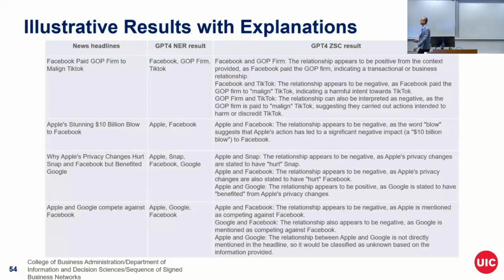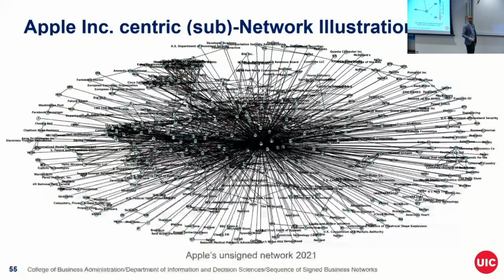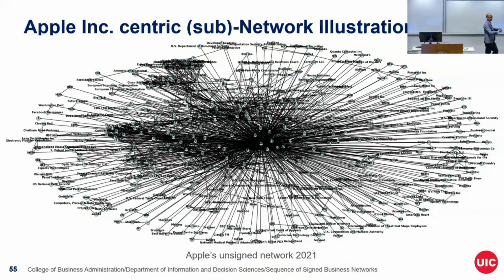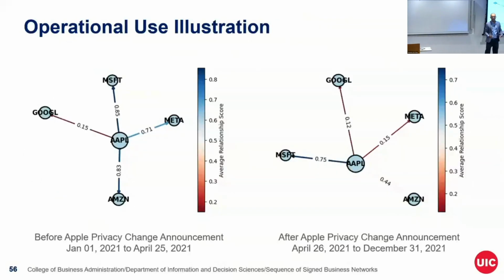Here's what Apple did, right? Here's what I'm showing: Apple, Meta, Microsoft, Google, and Amazon. This is before April 25, 2021. Okay, 2 years ago, Apple said we're going to protect our customers and we're not going to let companies track more than what they are allowed to. Okay, basically a privacy change.